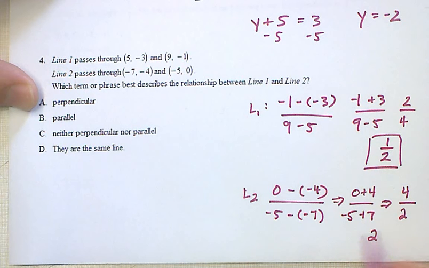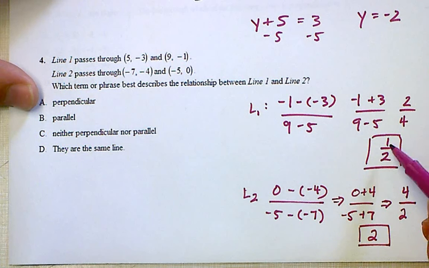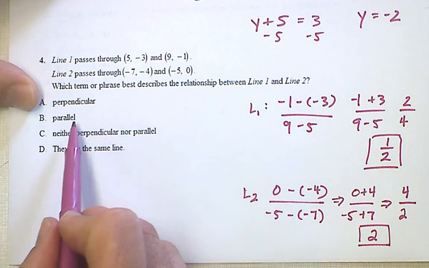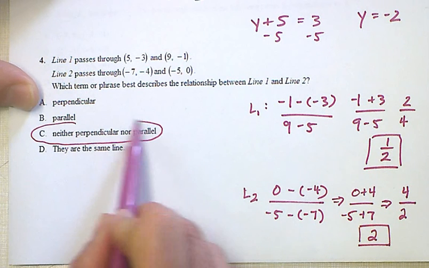Now, this is positive. The mistake students will make is, oh, it's flipped, that's perpendicular. Actually, it's flipped, but the sign hasn't changed. So, and it's not the same. So we would actually say this is neither perpendicular nor parallel.